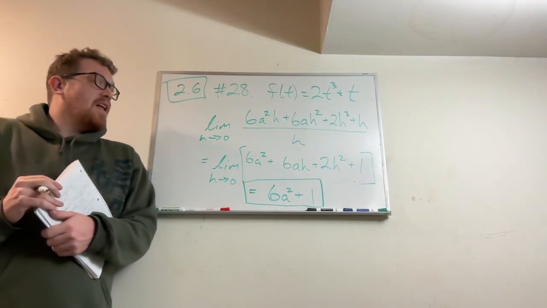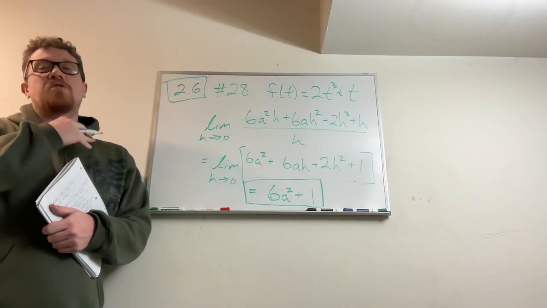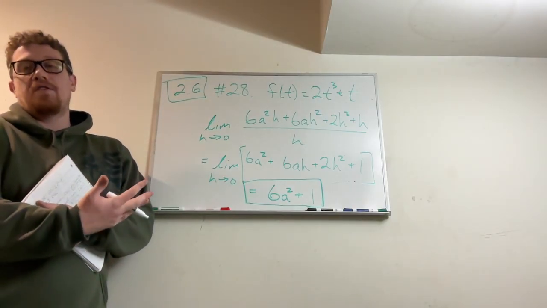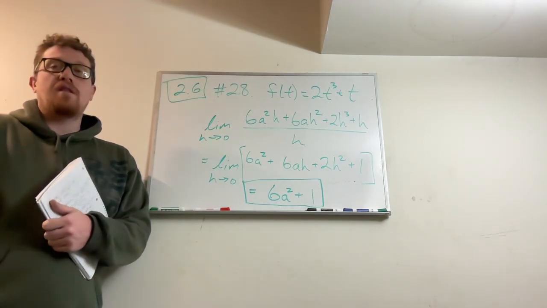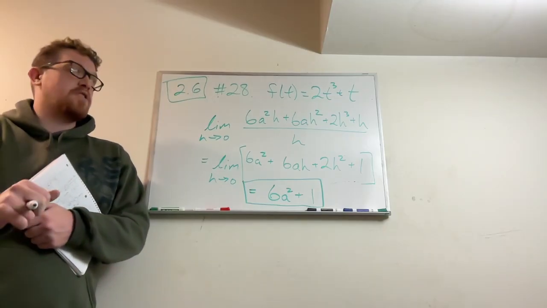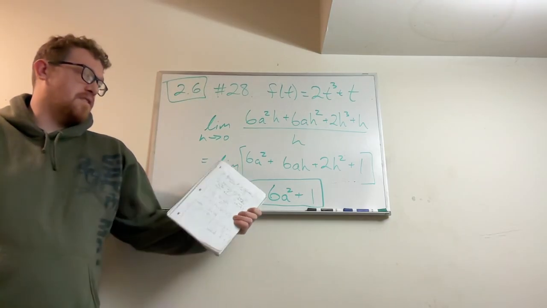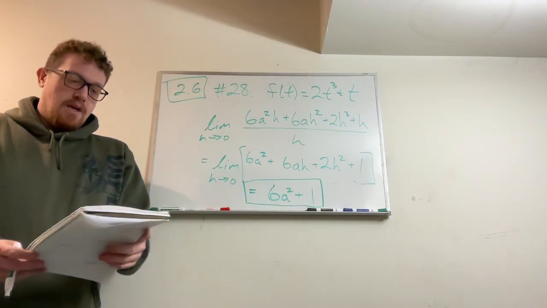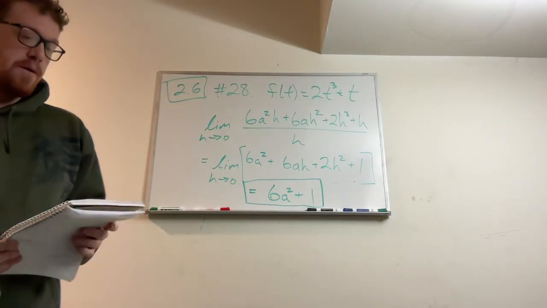So I would say this would be basically the hardest way to solve this problem, but since we're just being introduced to derivatives, this is just explicitly using the definition of a derivative and showing what the derivative function of the original function is as a function of a. In this case, it's just 6a squared plus 1. Okay, so that's the derivative of this function. That's problem 28.